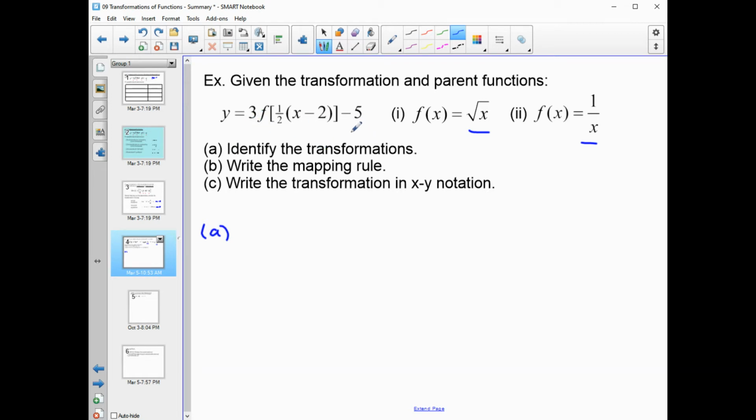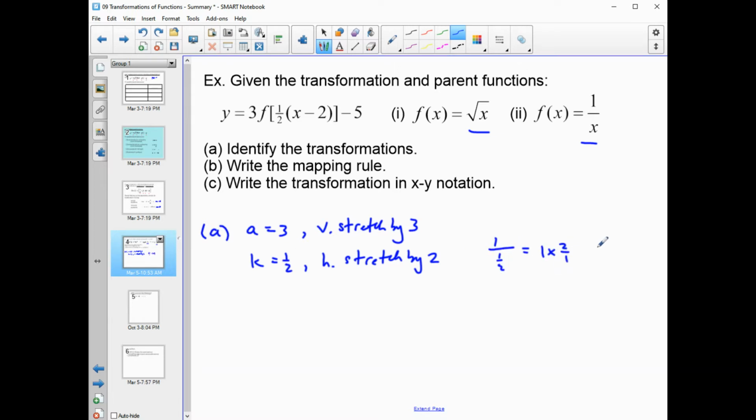I've given this to you in standard form. So that A value, that's A equals 3. That's our first parameter. And A equals 3 tells us that we have a vertical stretch by a factor of 3. The next parameter, reading from left to right, is my K value, which is a half. And that represents a horizontal stretch by a factor of 2. Because 1 over 1/2 is the same as 1 times 2 over 1, which is equal to 2.